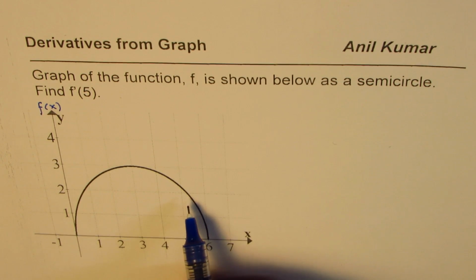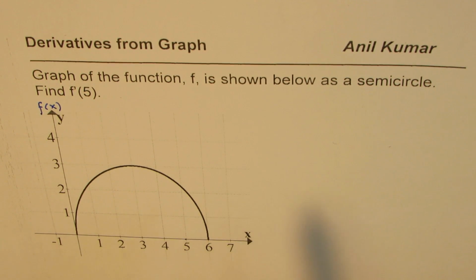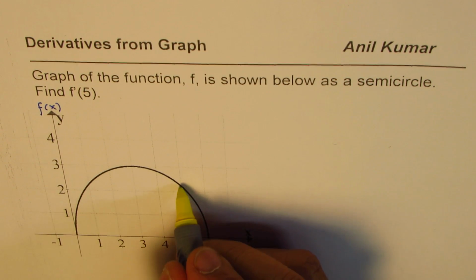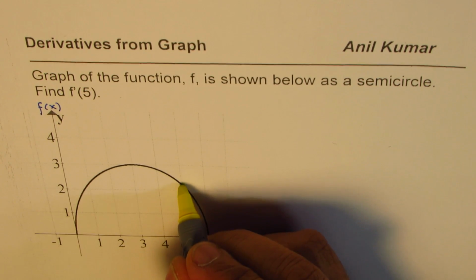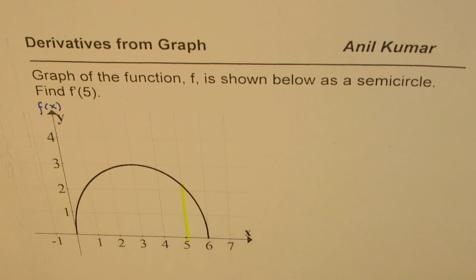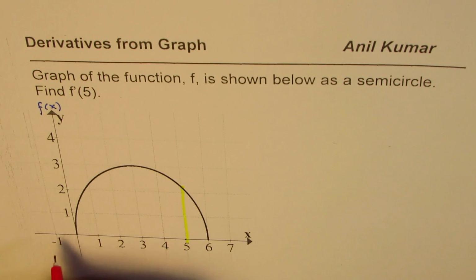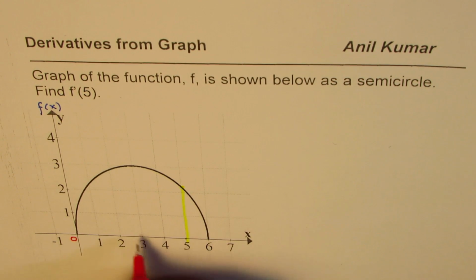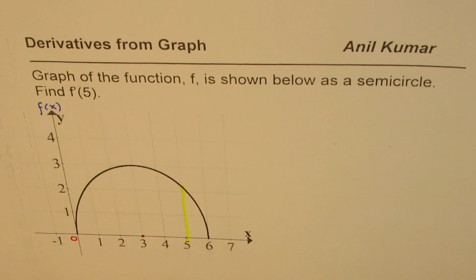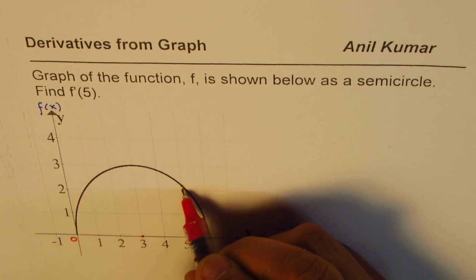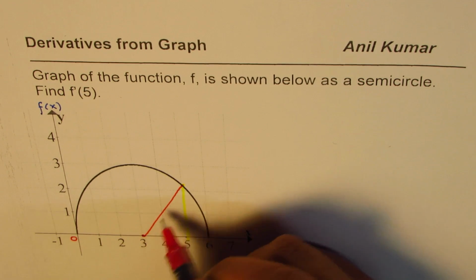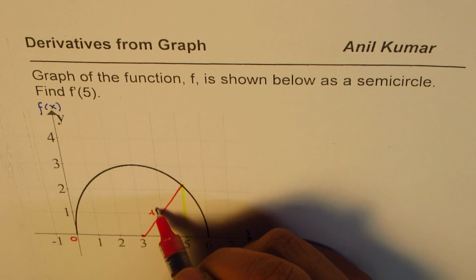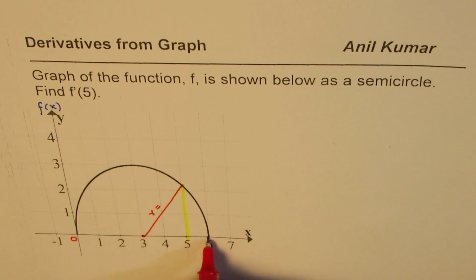Well, if we have to find the derivative from the graph, the best way is to locate the point on the graph at x equals 5, which seems to be this point, right? So at this point we have an x value of 5. Now, what is the radius of the circle? Well, from 0 to 6, the midpoint is at 3, so the radius is 3. So if I connect this point with 3, then I get the radius of this semicircle as equal to 3, right? So the radius is 3.